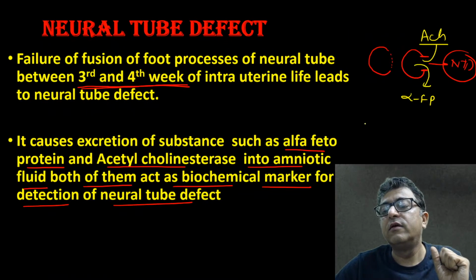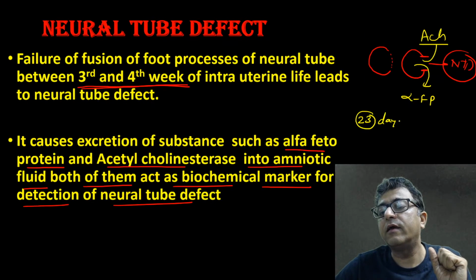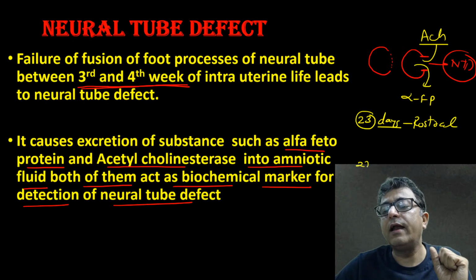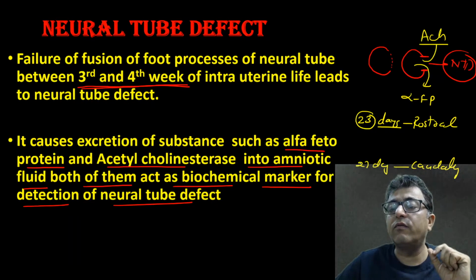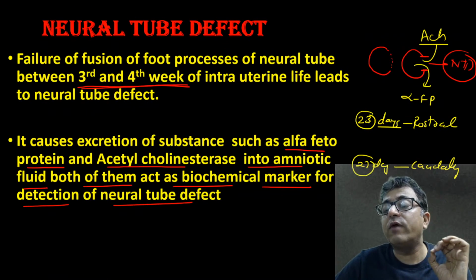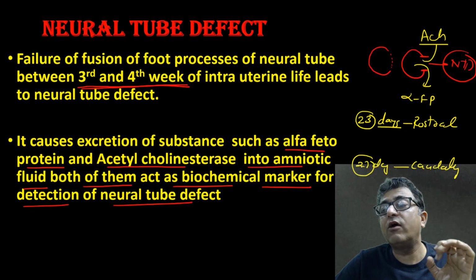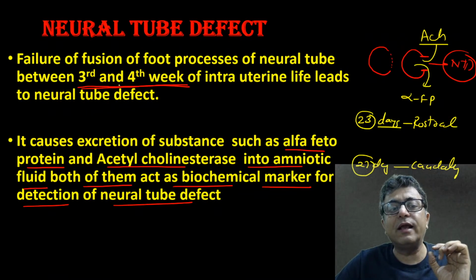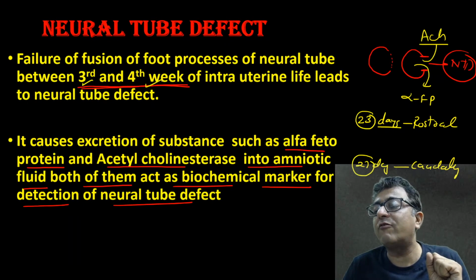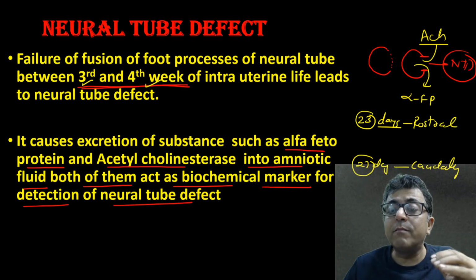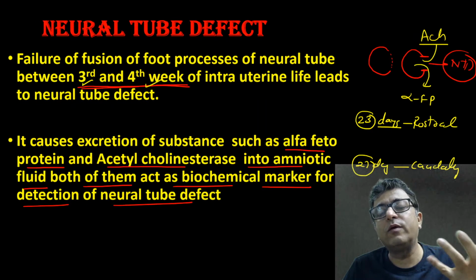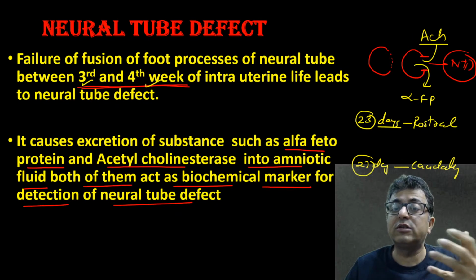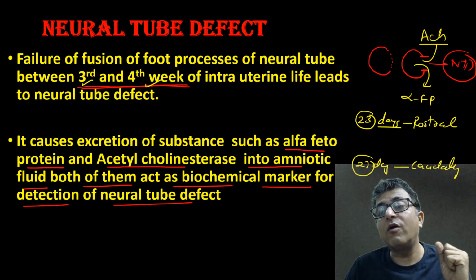Now see, the neural tube during its formation fuses from the rostral end on the 23rd day and caudally on the 27th day of intrauterine life. So practically, by the 3rd and 4th week of intrauterine life, until the mother knows that she is pregnant, the neural tube defect has already taken place.